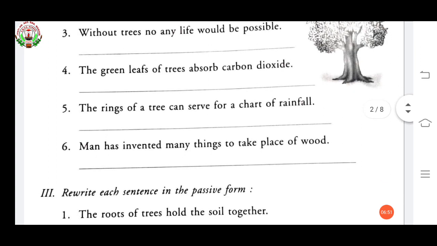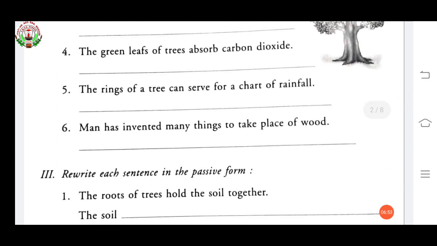Now the fourth one. The green leaf of trees absorb carbon dioxide. So here we are not talking about only one leaf. We are talking about leaves. So here what you have to write in the place of leaf: leaves.